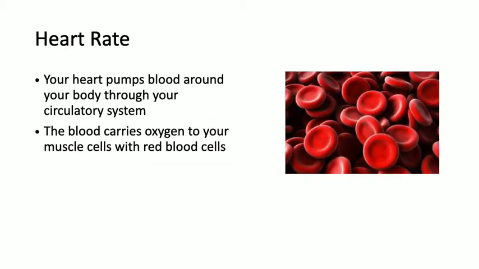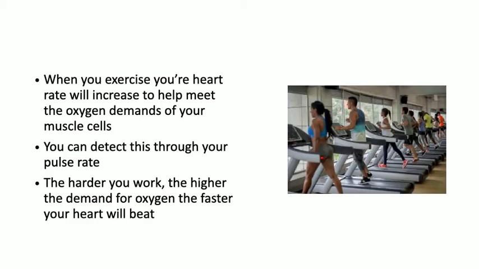The third New York State lab deals with heart rate. Your heart pumps blood around your body through your circulatory system. The blood carries oxygen to your muscle cells using red blood cells. When you're exercising, your heart rate will increase to help meet the oxygen demands of your muscle cells. You can detect this through your pulse rate. The harder you work, the higher the demand for oxygen, the faster your heart will beat.